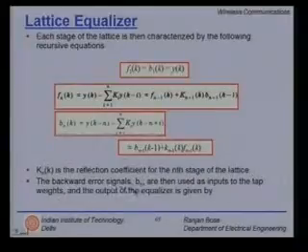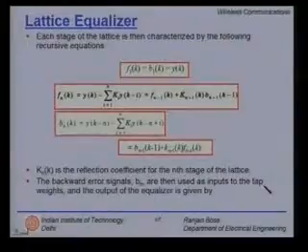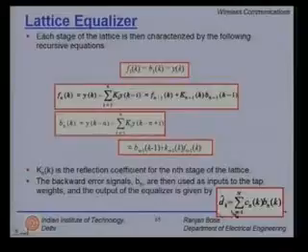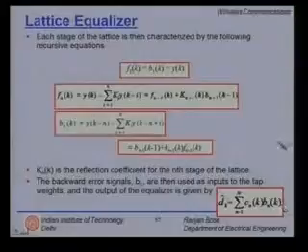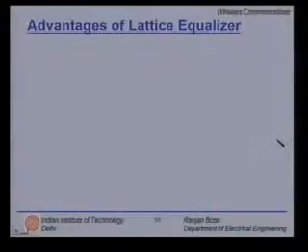The backward error signals bn are then used as inputs to the tap weights, and the output of the equalizer is finally given by dk hat is summation n equal to 1 through n of Cnk Bnk. Okay, exactly what we are looking for. So, why do we have to go through that complex structure? We are finally getting what we expect, but why do we have to go for that structure?